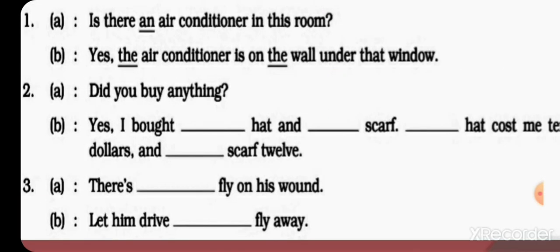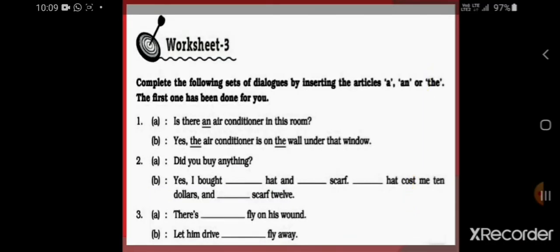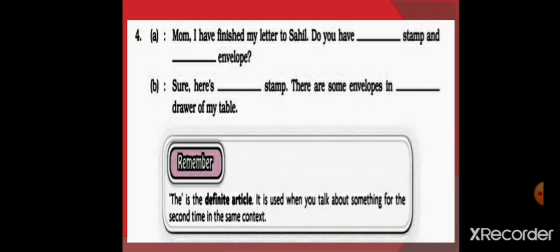Third part. There is a fly on his bond. Let him drive the fly away. Okay, it's clear. Now, let's move on to the next one.